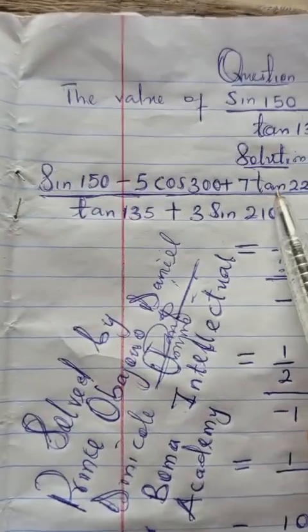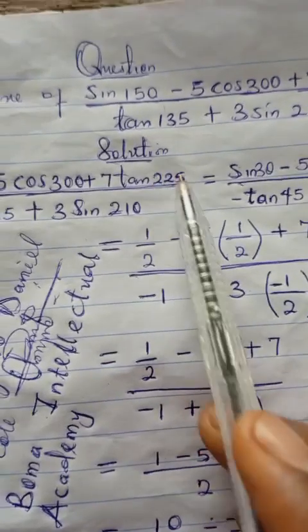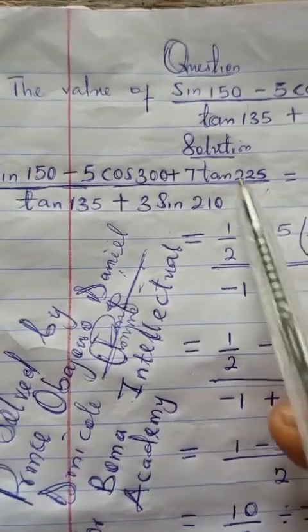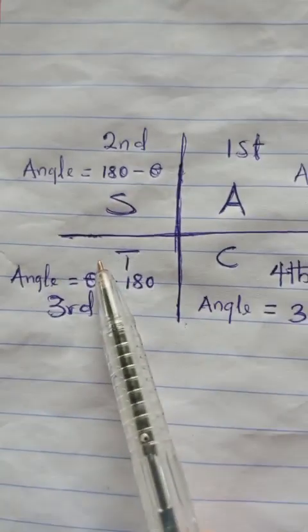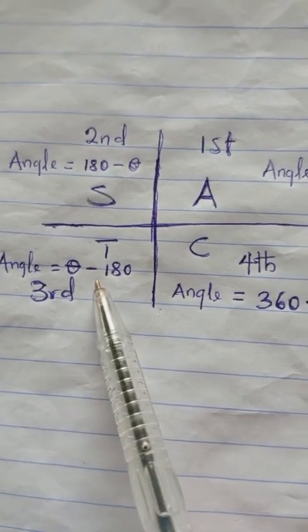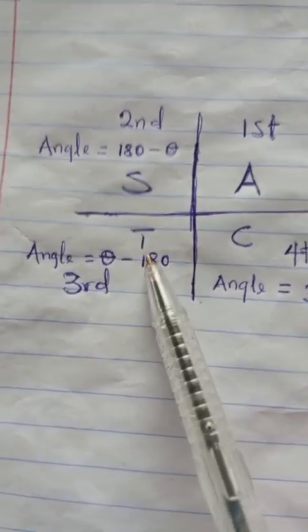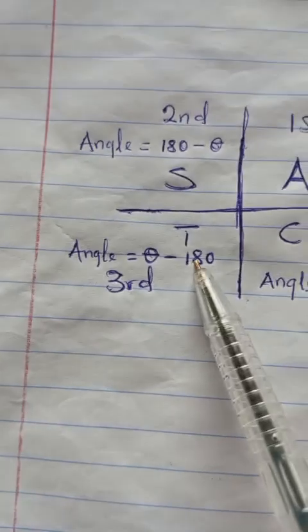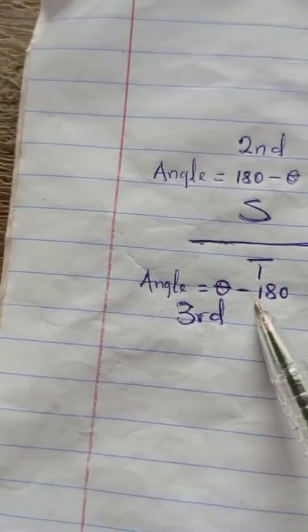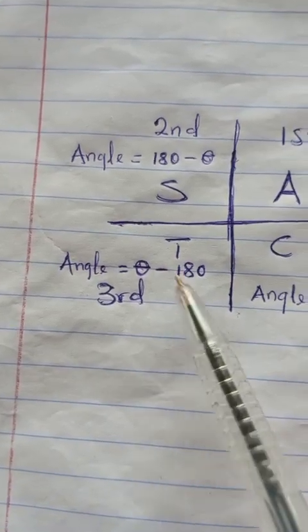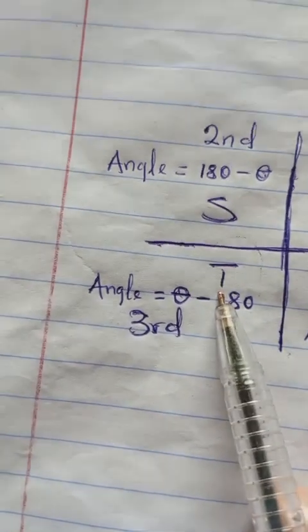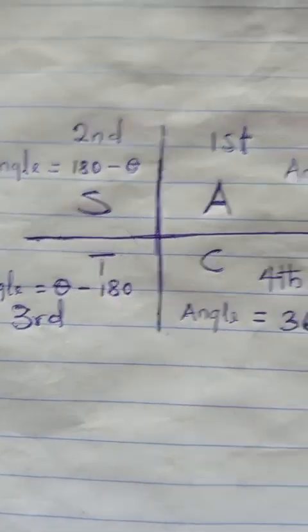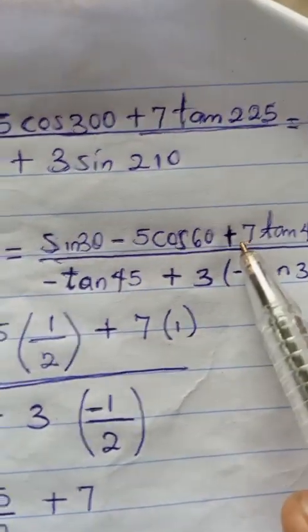Now, let's go to the next one, which is tan 225. Looking at 225, you would agree with me that 225 falls within the angle 180 and 270, which means it lies in the third quadrant. Now, looking at the third quadrant, you will definitely agree with me that tan is positive. Since tan is positive, the sign initially in the question, which is plus, will maintain its position.